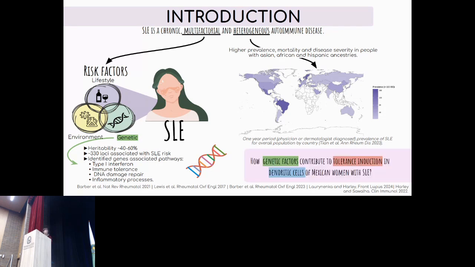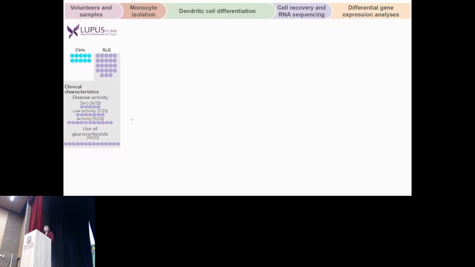So the question that we are looking to answer is how the genetic factors contribute to this tolerance induction in dendritic cells from Mexican women with lupus. For this, we are working within the lupus Mexican registry that Ale talked about on Tuesday. So we collected monocytes from patients with lupus, 22 patients, and 10 healthy controls. We also identified some clinical characteristics such as disease activity, the treatment, the age, etc.